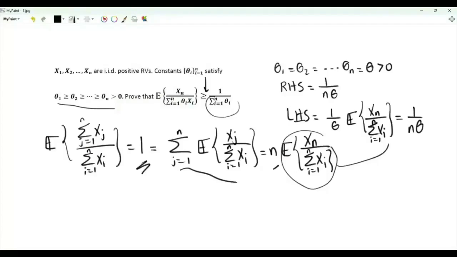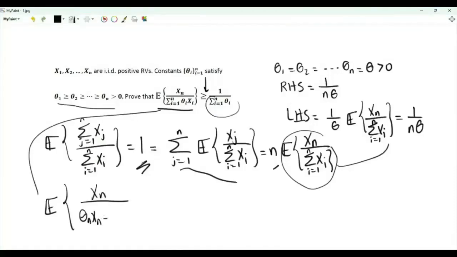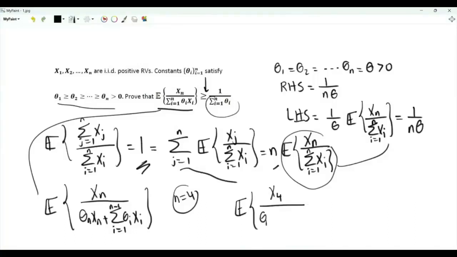For the remaining part of the solution, we can assume that not all the thetas are equal to each other. Let's write the expectation as the expectation of xn divided by θn xn plus summation i from 1 to n minus 1 of θᵢXᵢ. Suppose that n is equal to 4. This expectation is the expectation of x4 over θ4 x4 plus θ1 x1 plus θ2 x2 plus θ3 x3.